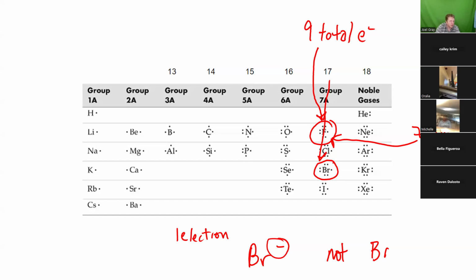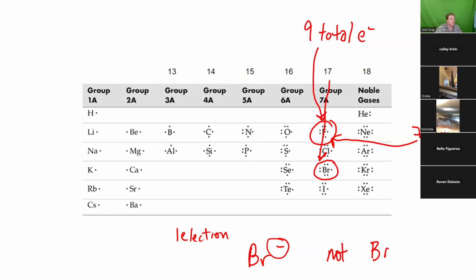So Br minus, that minus symbol, this is where it gets confusing because the charge of an electron is -1. So when you add -1, ooh, it gets hairy. But remember, we're adding one electron to a total of seven electrons. So that means we have a total of eight valence electrons.